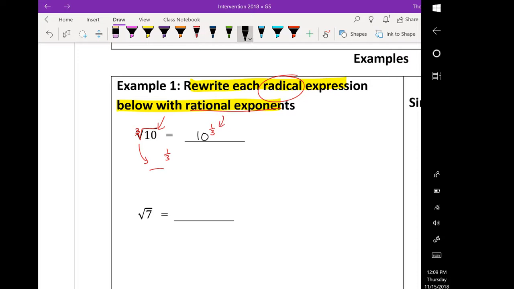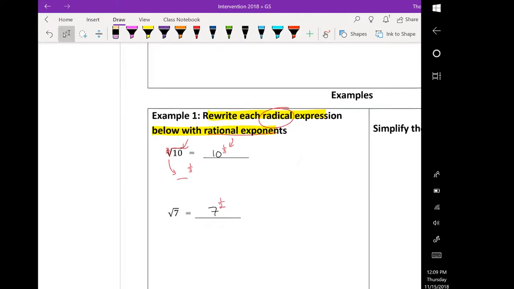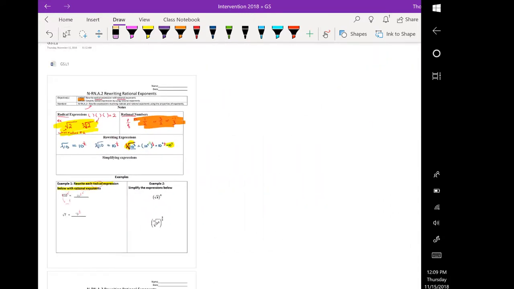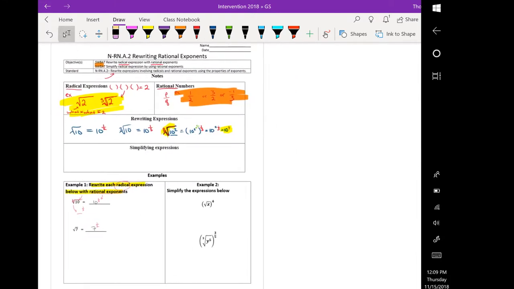Do the same thing down here. The only thing we have to remember here is that instead of the cube root like we had before, this is a square root. So it's like imagining it's a 2 there, it's the second root. So it's saying something times itself. So we translate that to a 1/2. So 7 to the 1/2 is the same as the square root of 7. All right, that's pretty much our first objective for this lesson. Our objective was to rewrite radical expressions with rational exponents. Those are simple examples of how we can do that.